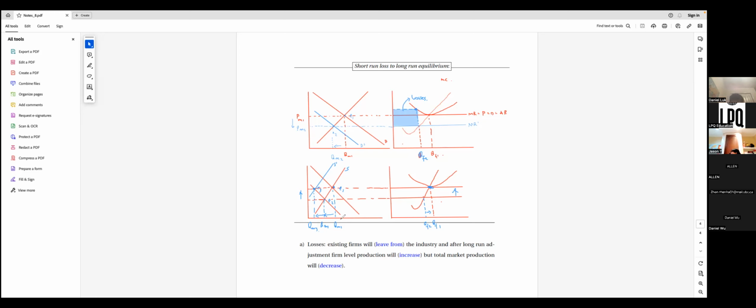Okay, then you feel the last conclusion here. If you got a short-run loss, the story is existing firms will leave from the industry. You fill this blank with leave. Leave from the industry just means some airlines shut down. So they leave from this industry.